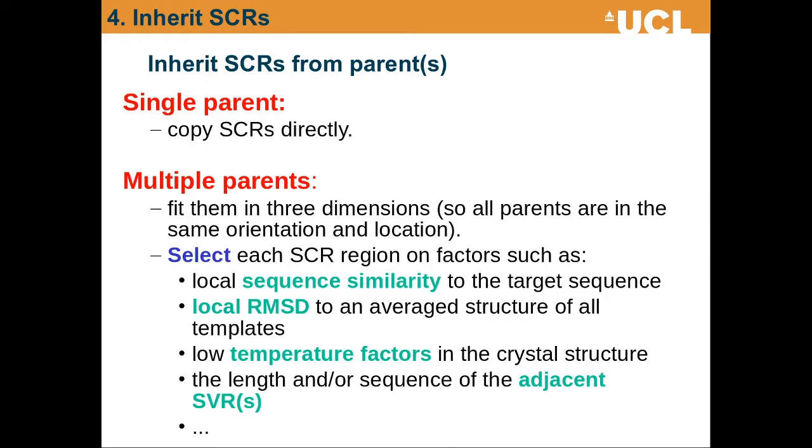We could also look at the length and or the sequence of the adjacent structurally variable regions, making the assumption that the conserved regions are in some small way influenced by the adjoining structurally variable regions. And there are lots of other things that one could think of as ways of choosing which parent to use.